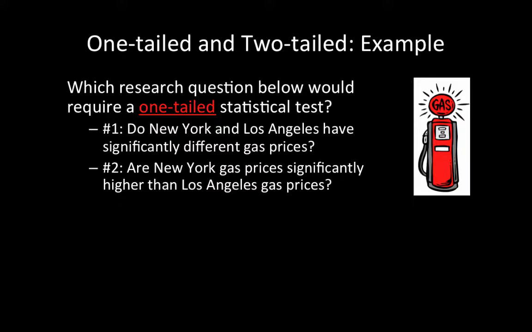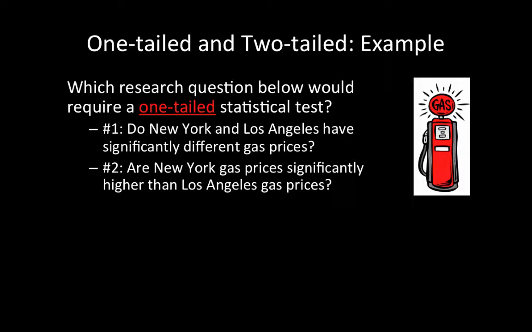Okay, so let's try out a couple example questions. Which research question below would require a one-tailed statistical test? Research question number 1. Do New York and Los Angeles have significantly different gas prices? Or research question number 2. Are New York gas prices significantly higher than Los Angeles gas prices? Which research question below would require a one-tailed test?